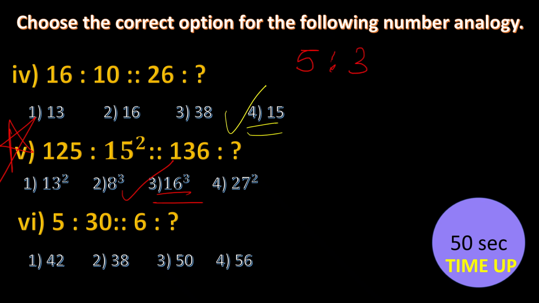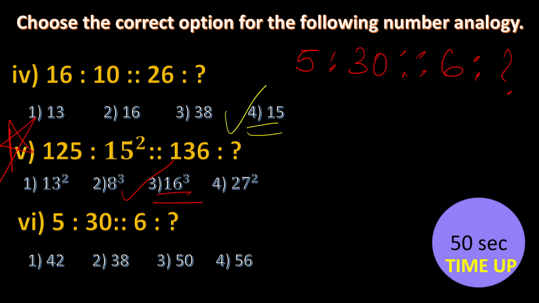5 is to 30, then 6 is to what? So how do we solve this? What is the logic used here? Any idea? Exactly. Square is used and addition is used.